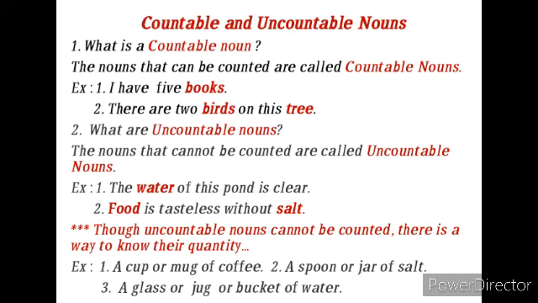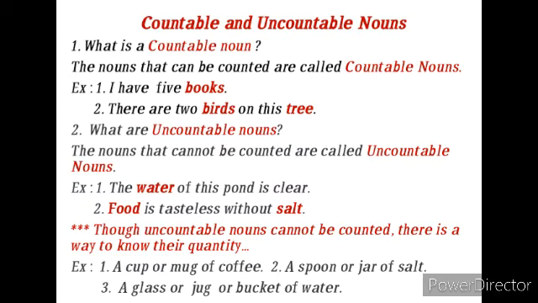Now let's come to the second phase of the lesson, that is countable nouns and uncountable nouns. Now you must be thinking, what is this? What do you mean by a countable noun? Countable nouns are the nouns which can be counted. It's simple children. Like, I have 5 books. There are 2 birds on this tree. All the 3 highlighted words, books, birds and tree can be counted. Books are in 5 numbers, birds can be counted into 2 and tree can be counted into 1.